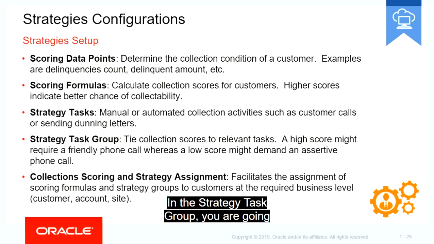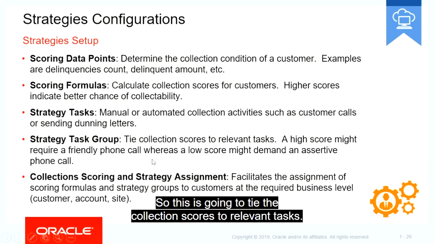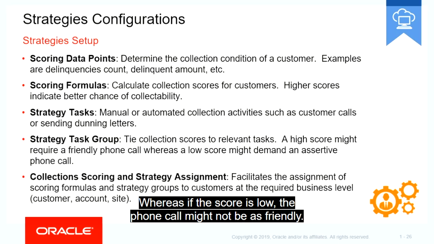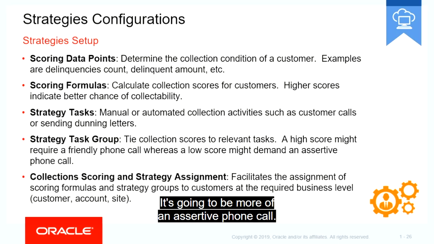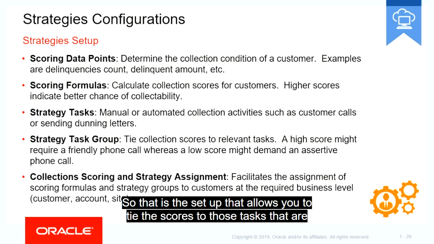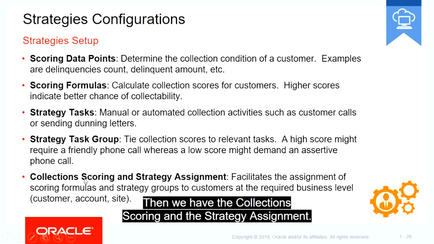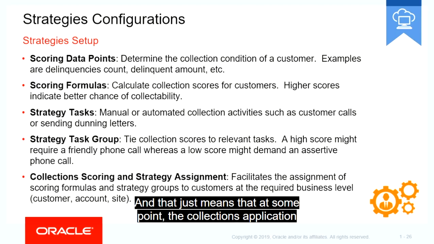Okay, in the strategy task group, you are going to specify what the activity will be based on the score. So this is going to tie the collection scores to relevant tasks. A high score might just require a very nice conversation with the customer, whereas if the score is low, the phone call might not be as friendly. It's going to be more of an assertive phone call. So that is the setup that allows you to tie the scores to those tasks that are going to be either manual or automated.